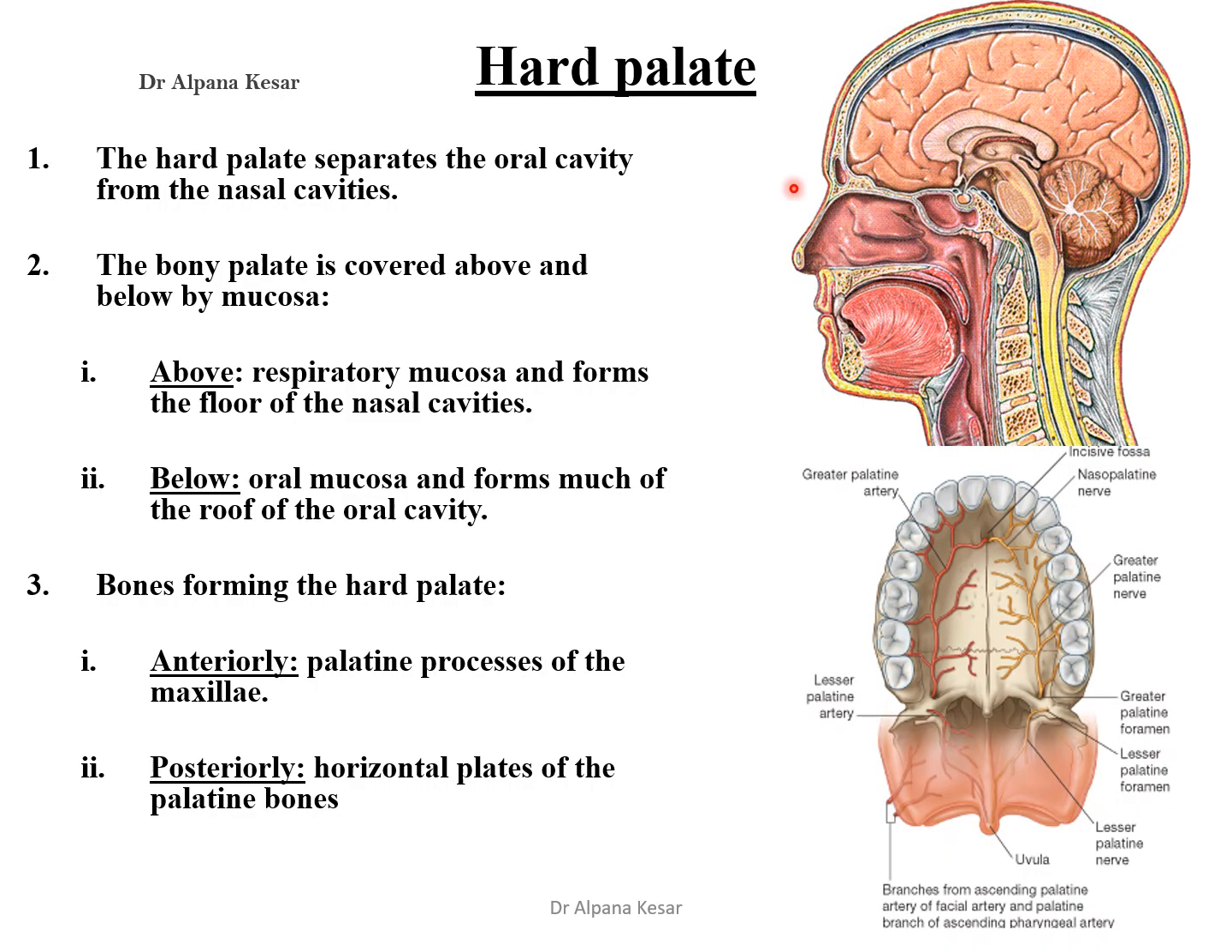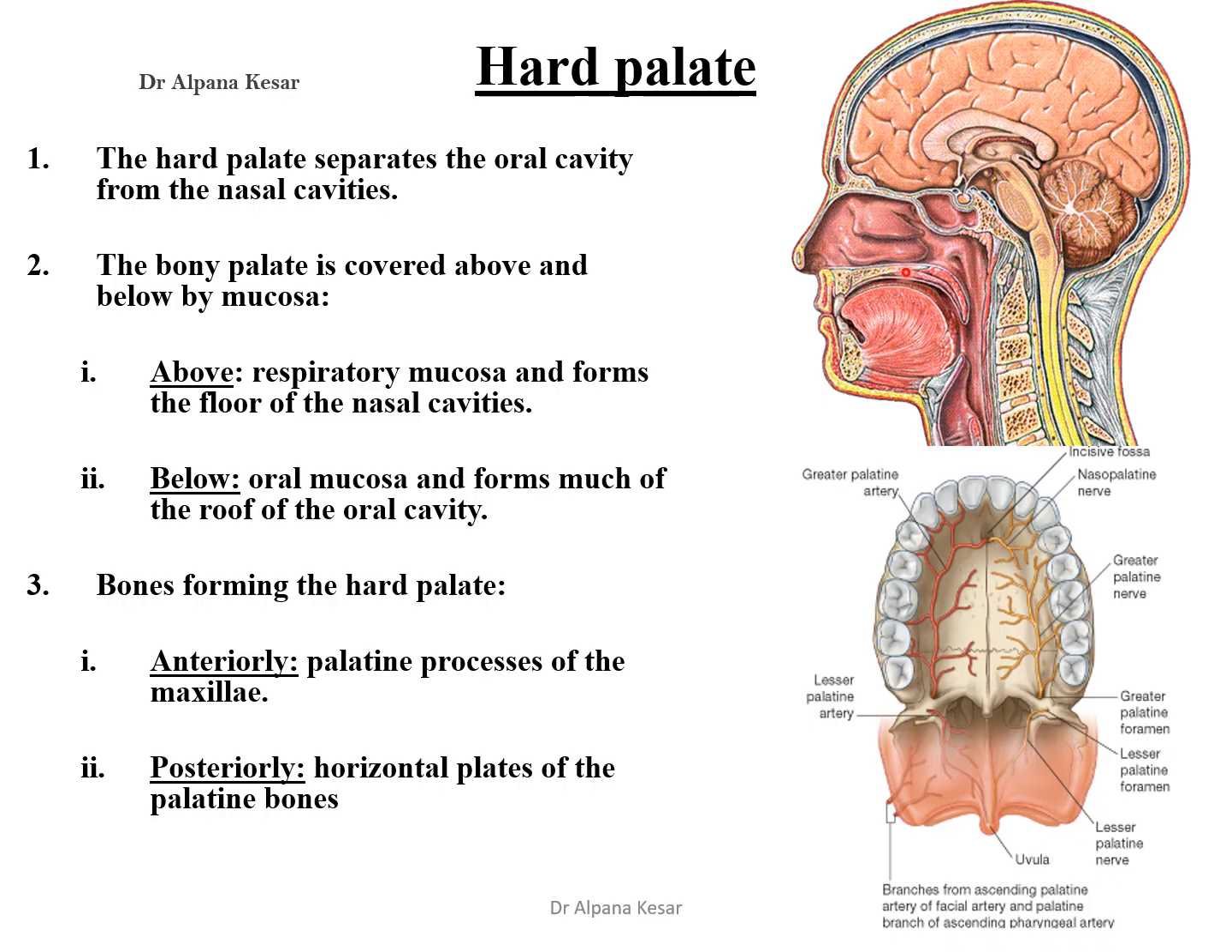Hard palate. This is the palate. The anterior part of the palate is called the hard palate, and the posterior part of the palate is called the soft palate. Hard palate is called so because it is made up of bones covered by mucosa on both its surfaces. Soft palate is called so because it is made up of muscles and aponeurosis covered by mucosa on both its surfaces.